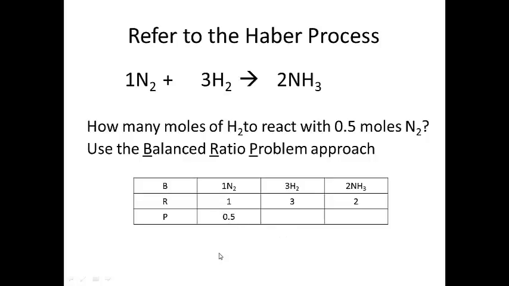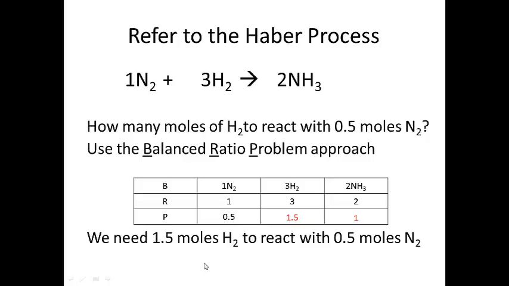So we have 0.5 moles of nitrogen, and then we want to make sure everything's in the same ratio. So we have 1 to 3 to 2 is the same as 0.5 to 1.5 to 1. So we can answer and we can say, okay, well, I need 1.5 moles of hydrogen to react with 0.5 moles of nitrogen.